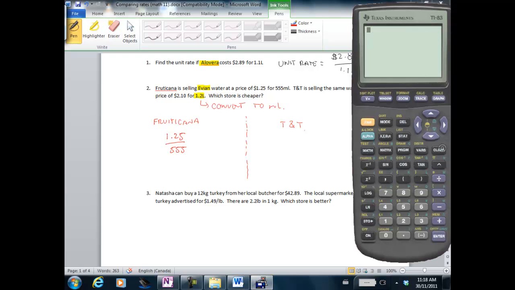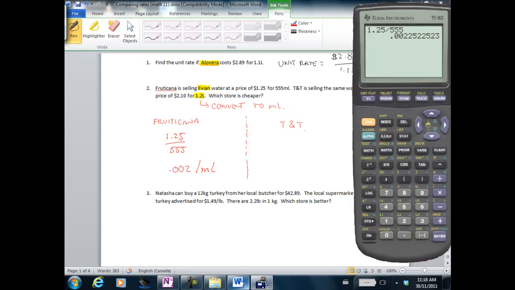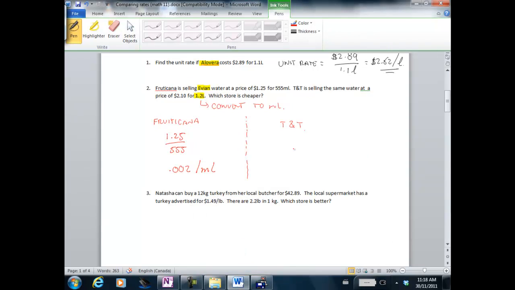Okay, so let's do this. I don't know which one's cheaper. You go 1.25 divided by 555, and you get 0.002. 0.002 per milliliter. This means it costs you 0.2 cents for 1 drop of water. We're going to do the same for T&T. There's no difference to it.